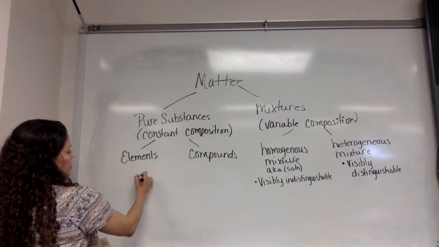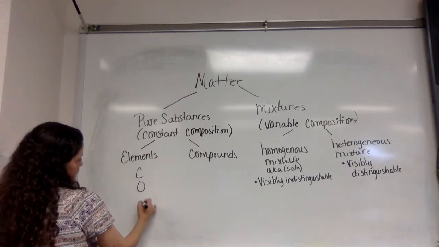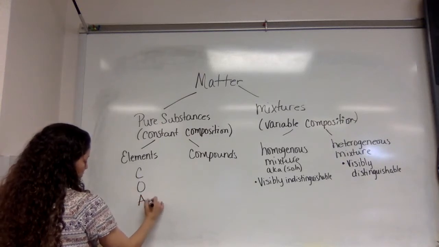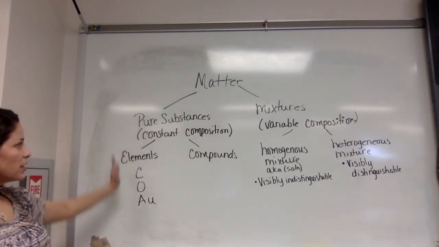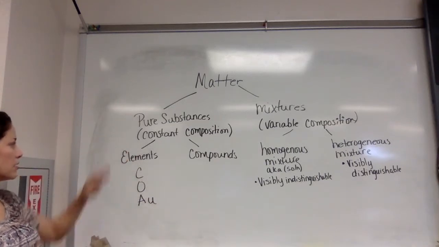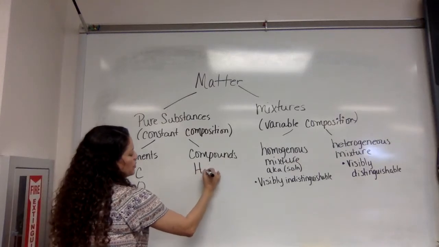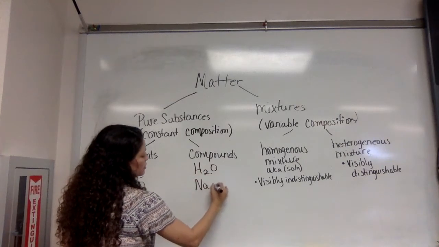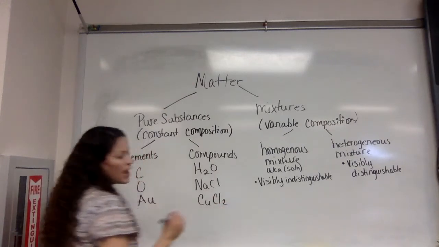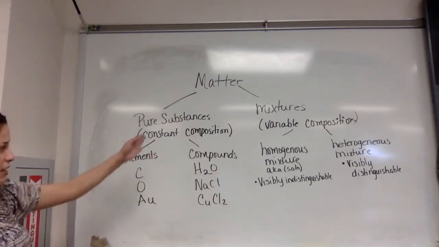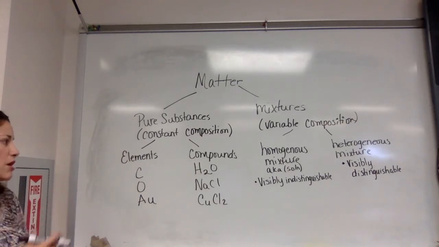So I could look at this and say carbon, oxygen, gold. All these are elements on the periodic table, and they're going to be falling under this pure substance composition here. If I look at compounds, it could be water, sodium chloride, copper 2 chloride. Any of these things are going to be falling under that compounds. So it's just a combination of elements coming together to form a compound.